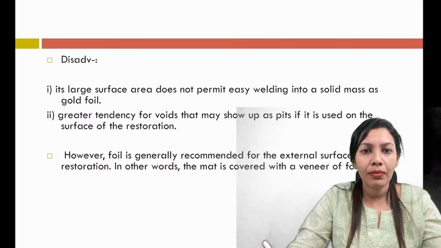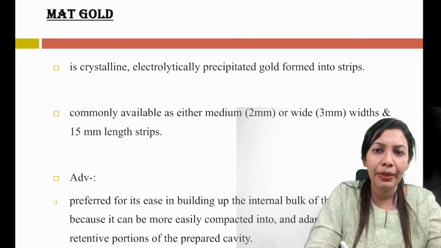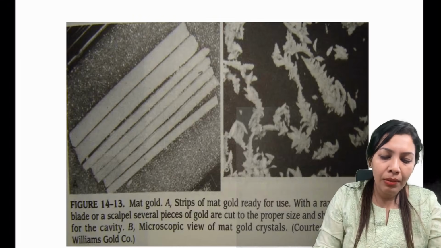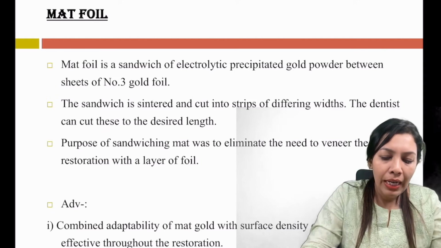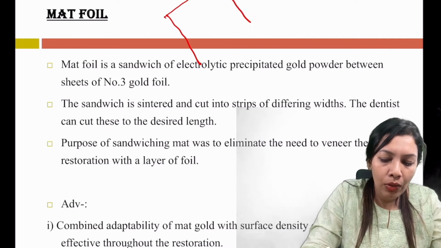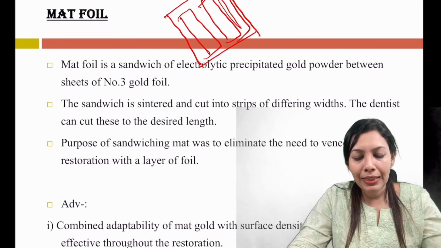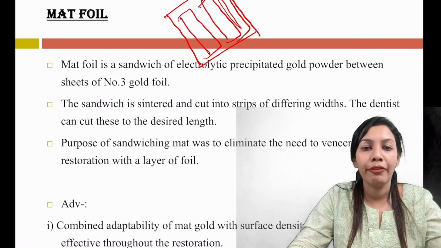As I said, matte gold is electrolytically precipitated gold in the form of a strip, as you can see in this image. What is matte foil? We use the normal gold foil onto which the matte gold, that is, the matte powder, will be placed. So that is matte foil.